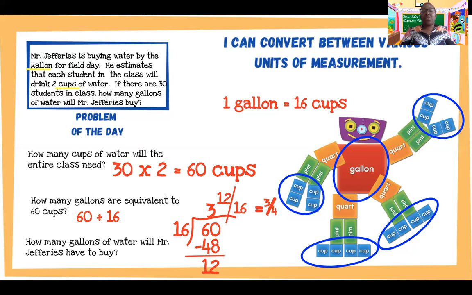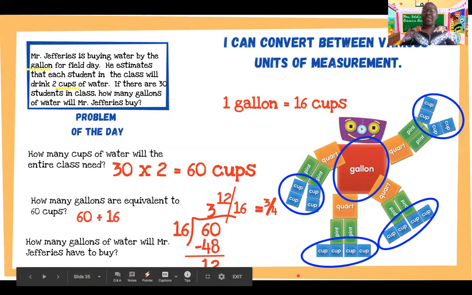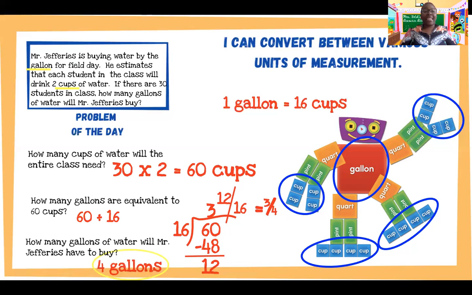Which direction do you think we need to round if we want to make sure we have enough water for the entire class? That's right, we'd have to round up. So where would we round 3 and 3/4 to? You guessed it, the nearest whole, and the nearest whole is 4 gallons.